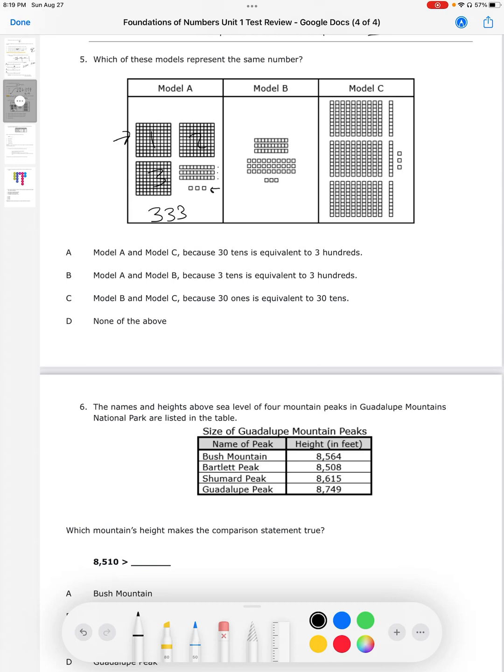Model B, I see there are 1, 2, 3 10s rods. I'm going to put 30 right there. So that's what that represents. And I see a whole lot of little ones. Let's see.